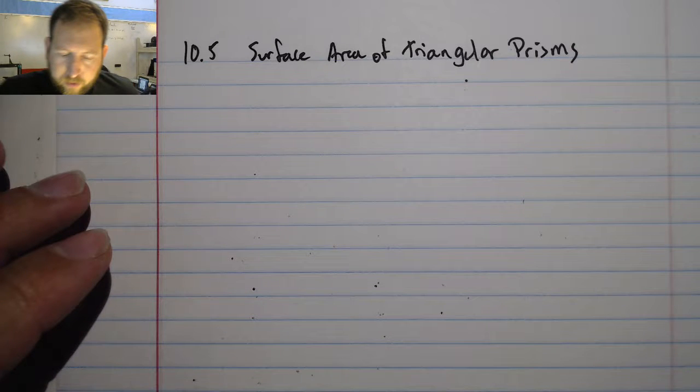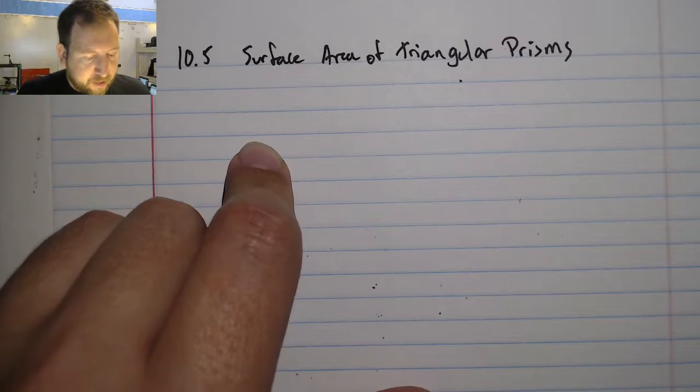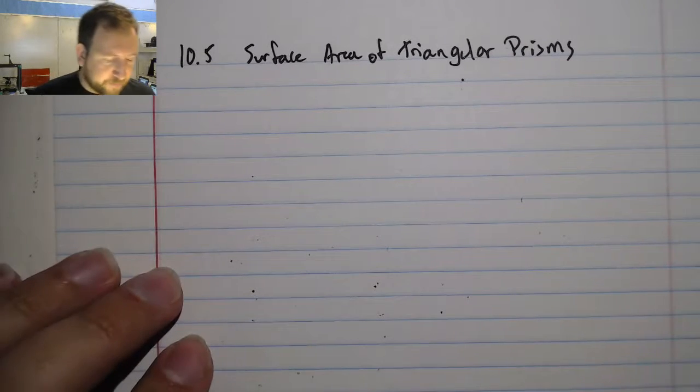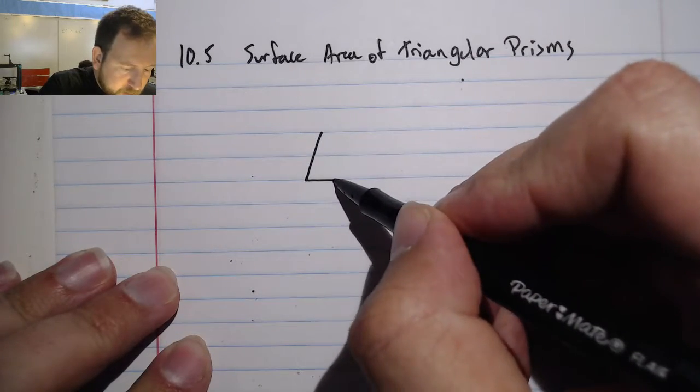Alright, I want to talk about section 10.5, surface area of triangular prisms. This video is going to be very similar to the previous video where we were talking about rectangular prisms, but this time I'm going to look at a triangle version of it. So first let's draw that triangular prism. Looks like this.